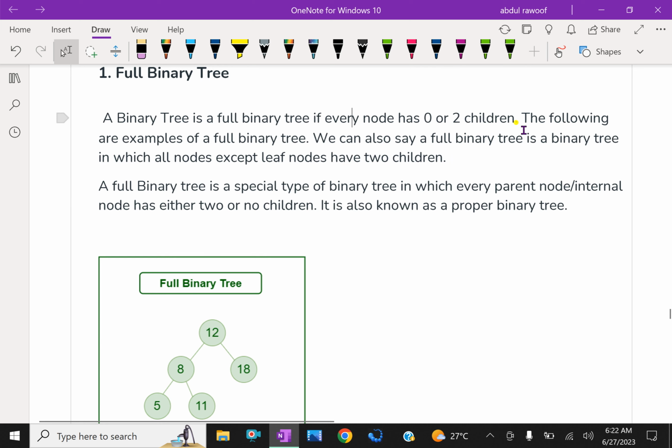Now, the following are examples of full binary trees. We can also say a full binary tree is a binary tree in which all nodes except leaf nodes have 2 children.